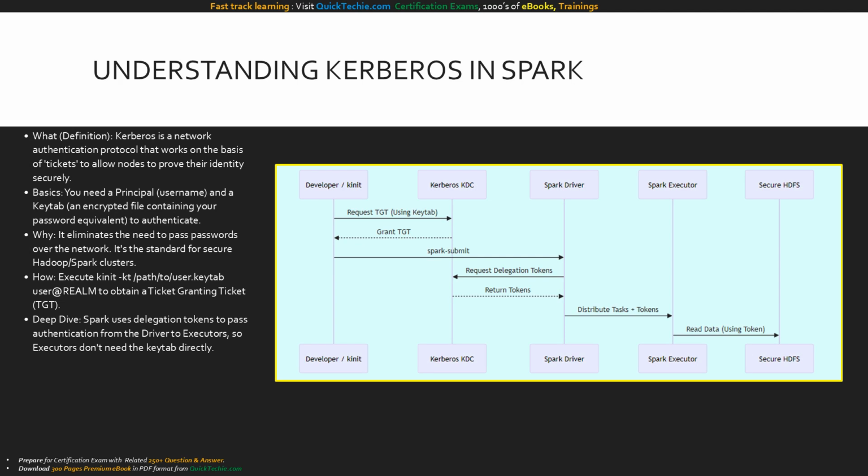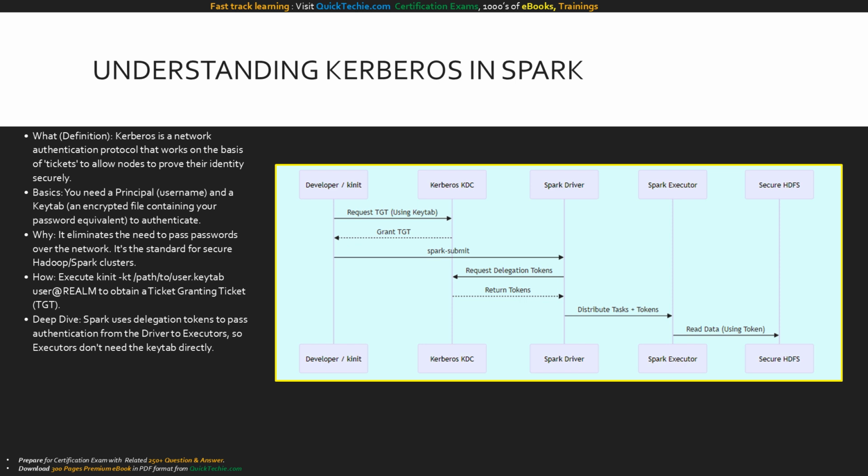Let's peel back the layers on Kerberos. Kerberos is a battle-tested network authentication protocol. Instead of sending passwords over the wire, which is incredibly insecure, Kerberos relies on cryptographic tickets. The basics are simple. You have a principal, which is your identity or the machine's identity, and a keytab. Think of a keytab as a highly secure, encrypted file that acts as your password. You use these to talk to the key distribution center and obtain a ticket granting ticket, or TGT. You can do this manually using the kinit command along with your keytab path.